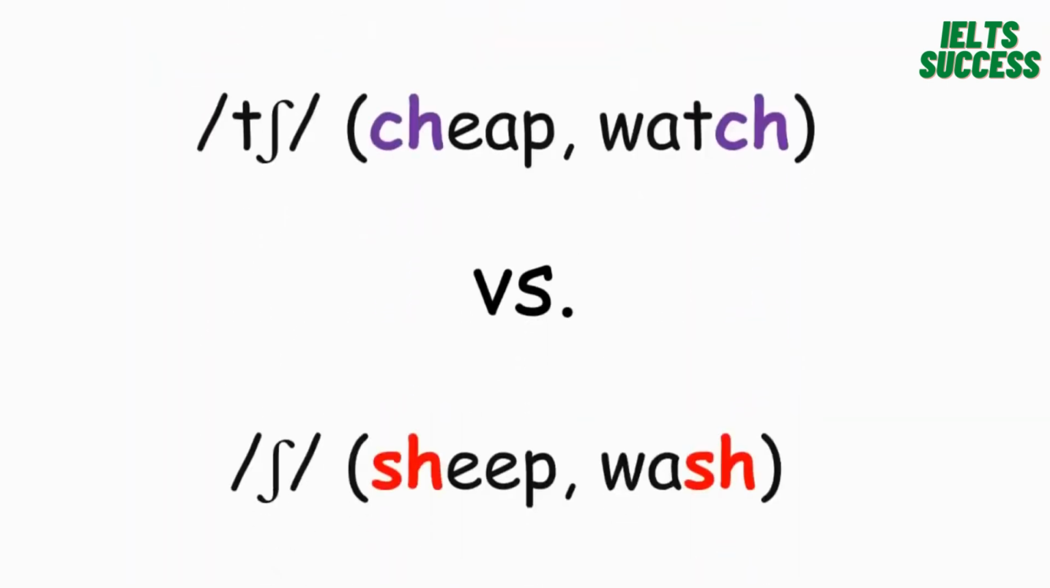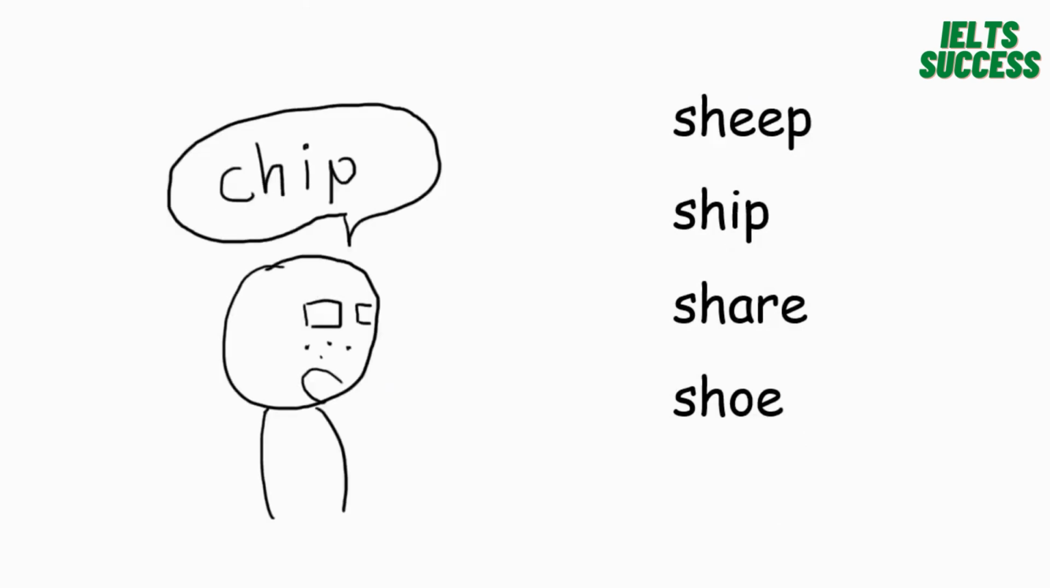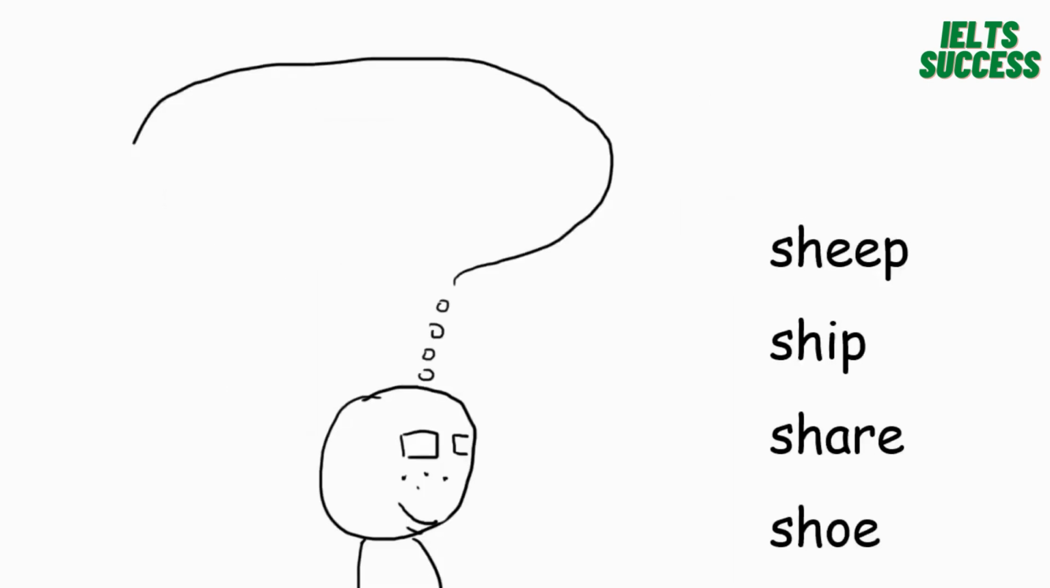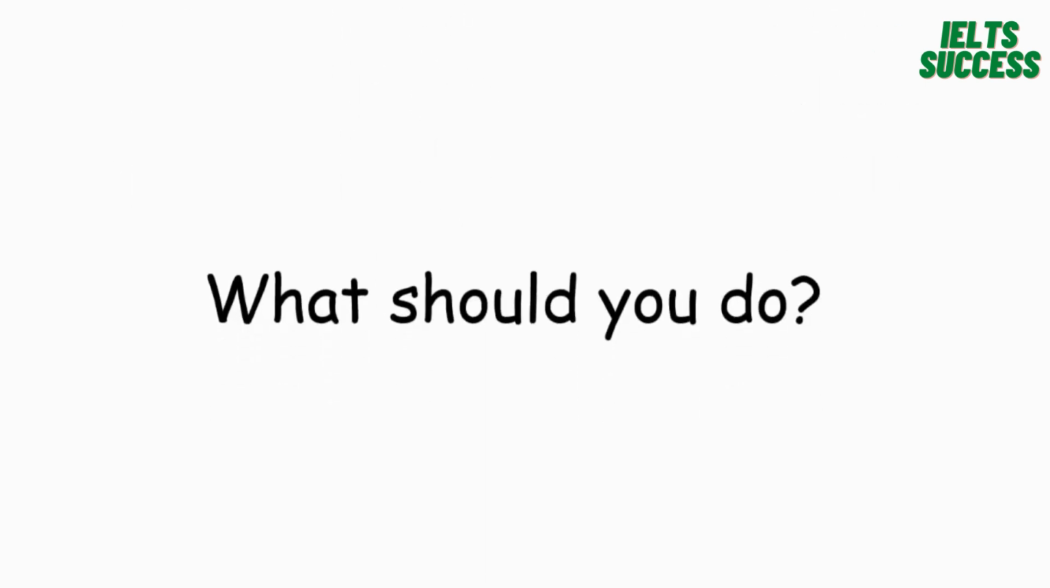In the past, I couldn't hear the difference between these sounds. So to me, the words cheap and cheap sounded the same. If I did an exercise teaching how to pronounce these words, I would mispronounce all of them. And I would believe that I was pronouncing those words correctly, even though that wasn't true. And that's the bigger challenge when it comes to improving your pronunciation. If you can't hear the difference between two sounds, how can you learn to produce each sound correctly? So what should you do?